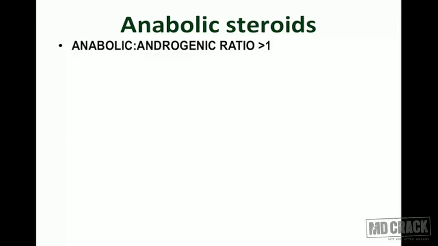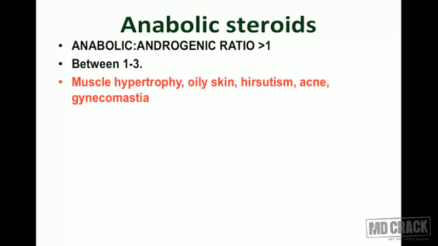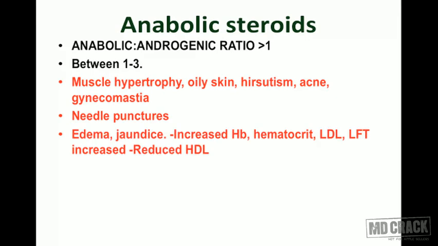The anabolic to androgenic ratio is more than 1 and it could be between 1 and 3. If these drugs are taken continuously, it leads to muscle hypertrophy, oily skin, acne, hirsutism, and gynecomastia. There are patients you can come across who are injecting themselves with anabolic steroids and who are obsessed with using these anabolic steroids. So you can see needle punctures on the body.